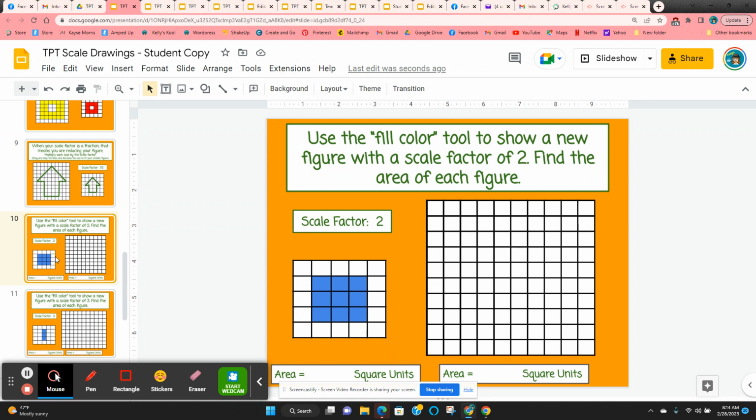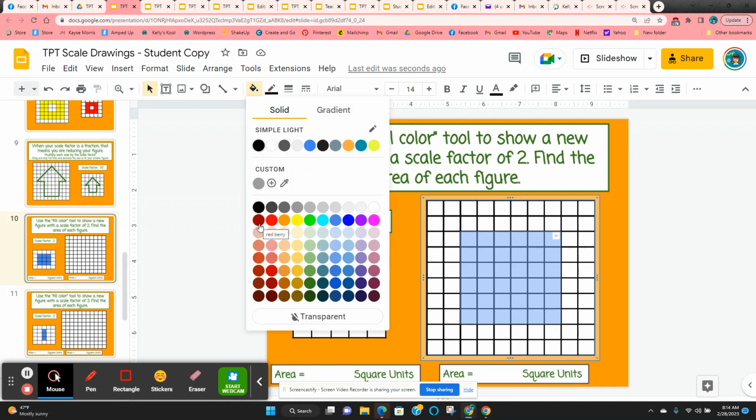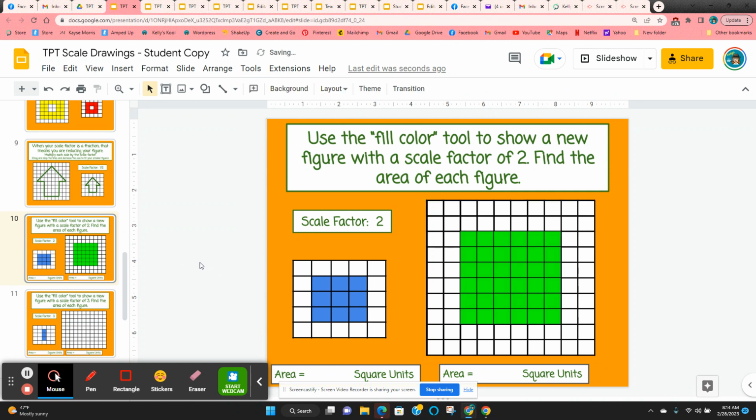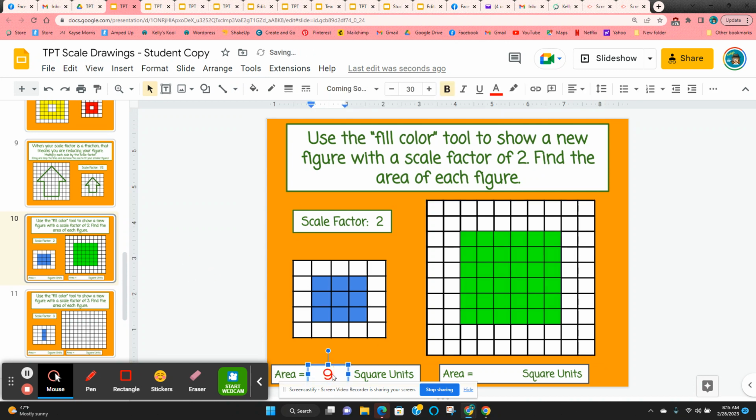Now the next slides are going to be looking at area. So they're going to use the fill color feature, with a scale factor of 2. So we're going to increase this in size. So now it's going to be 6 by 6. And they want to see what happens to the area. The area of the smaller figure is 9 square units. The area of the larger figure is 36 square units.